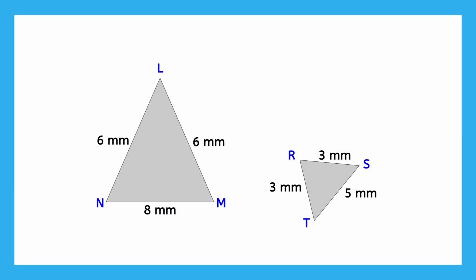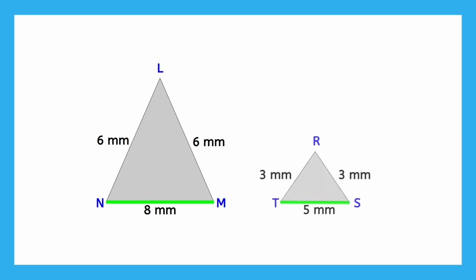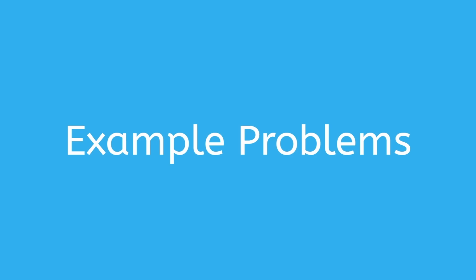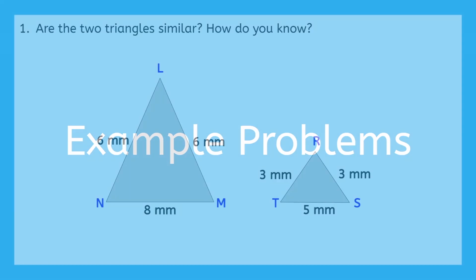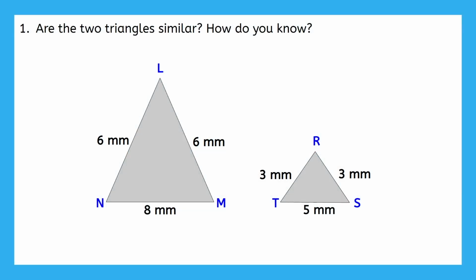So how can I tell which sides and angles are corresponding? I did notice that the longest sides on each triangle are these two. If those are corresponding, then the smaller triangle could be rotated like this, so that its orientation matches that of the larger triangle. Now that these triangles are oriented the same way, this actually leads us to our first example problems. This one says, are these two triangles similar, and how do you know?